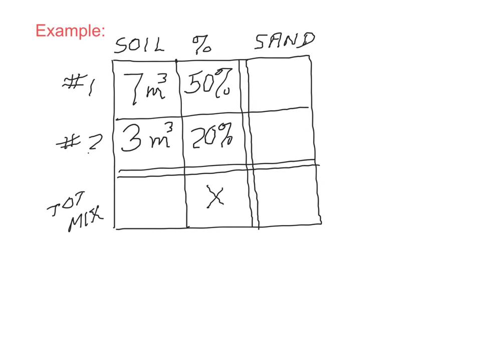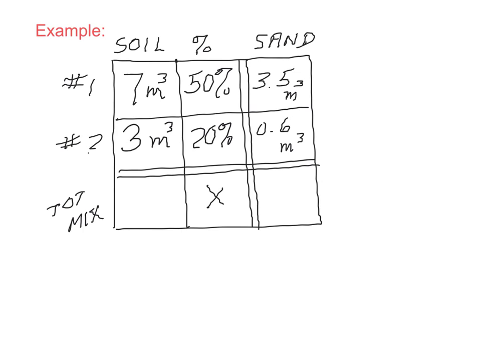All right, well, let's look across the top. If I've got 7 cubic meters and it's 50% sand, how much sand is in the first mixture? Well, 0.5 times 7 is going to be 3.5 cubic meters of sand. Okay? The second mixture is 20% sand, but it's only 3 cubic meters. So it's 3 times 0.2, or 0.6 cubic meters of sand.